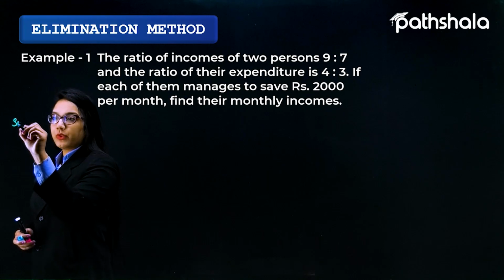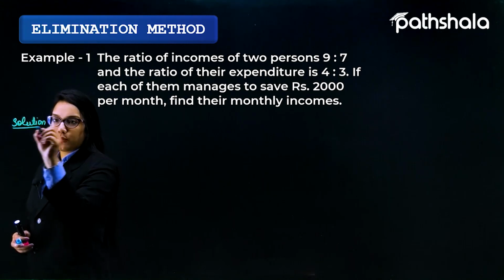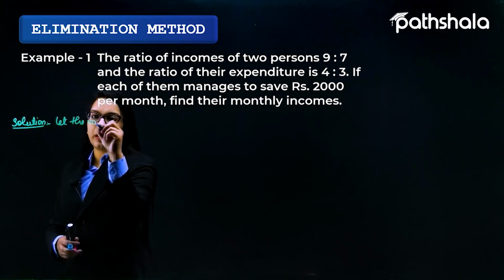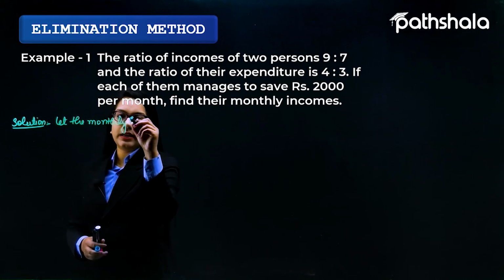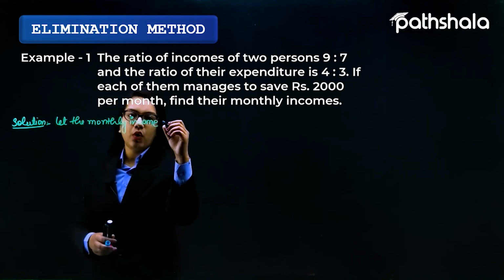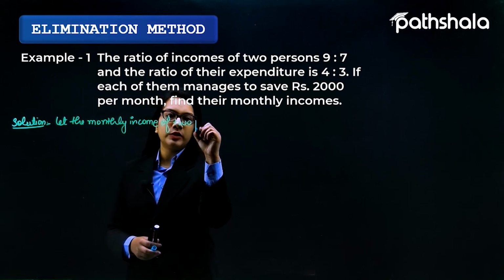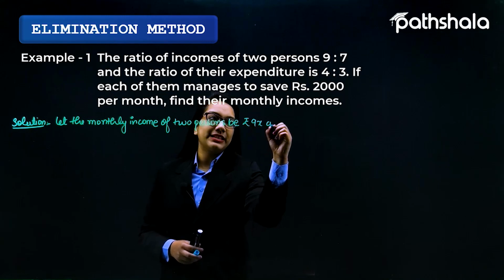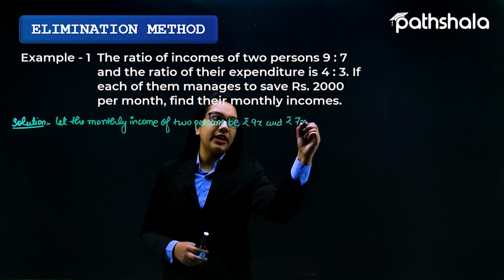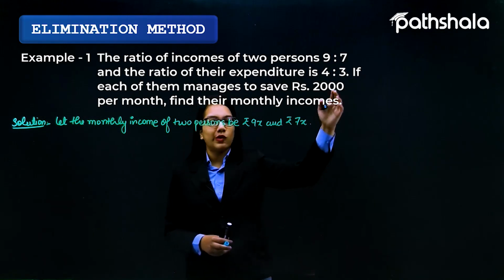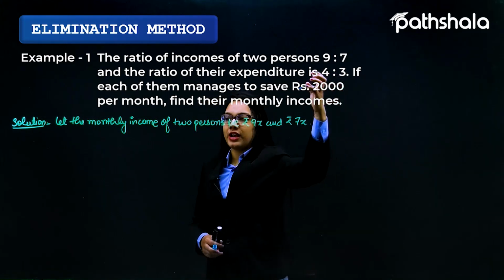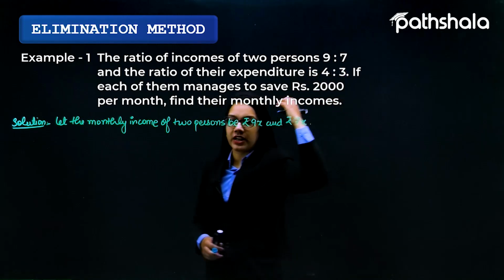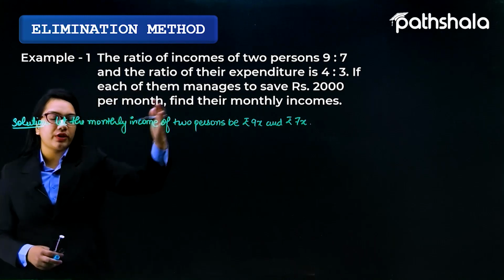First of all, we have to suppose their monthly incomes. Let the monthly incomes of the two persons be rupees 9x and rupees 7x. As you can see, the ratio of their incomes is already given. It is 9:7, so we suppose the monthly incomes of the two persons to be of the form 9x and 7x. Again, we have to suppose the ratio of their expenditure as well.